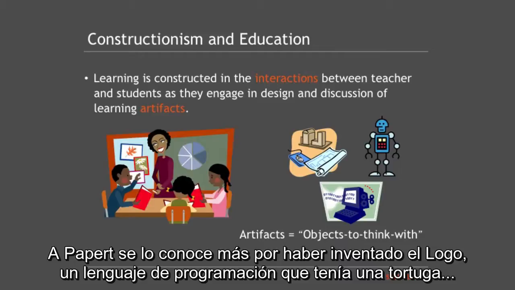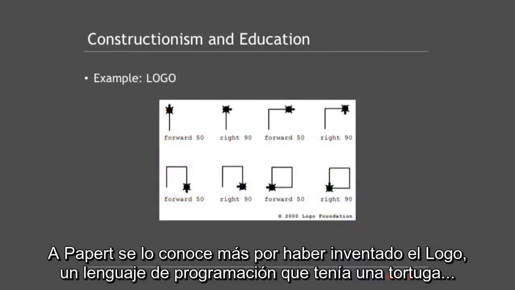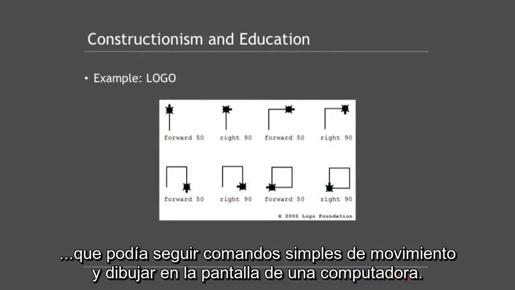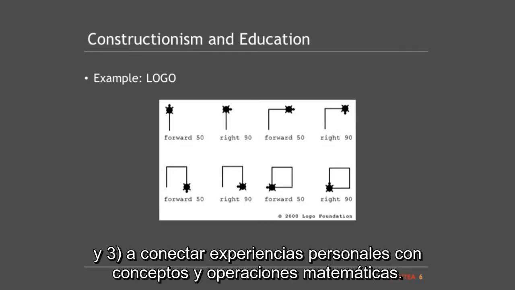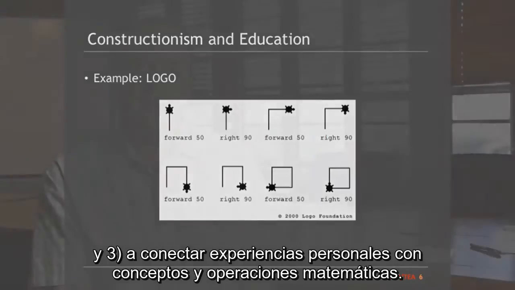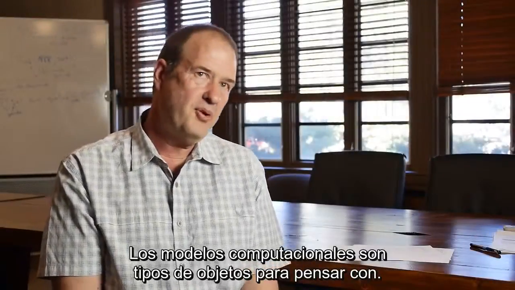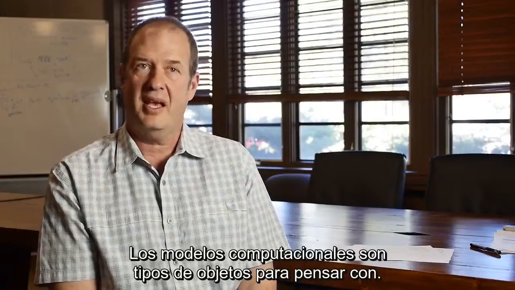Papert is probably best known for inventing Logo, a programming language that features a turtle that can follow simple movement commands and draw on a computer screen. Logo allows children to: 1. Identify with a computational object, 2. Manipulate the turtle in ways similar to objects in the real world, and 3. Connect personal experiences to mathematical concepts and operations. Computer models are a type of object to think with.